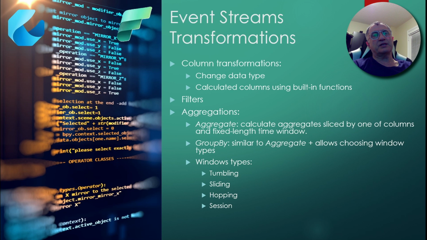The last transformation type that's available in event streams is the union transformation. It allows you to merge output from multiple transformations within the same event stream. Let's jump into the demo section.